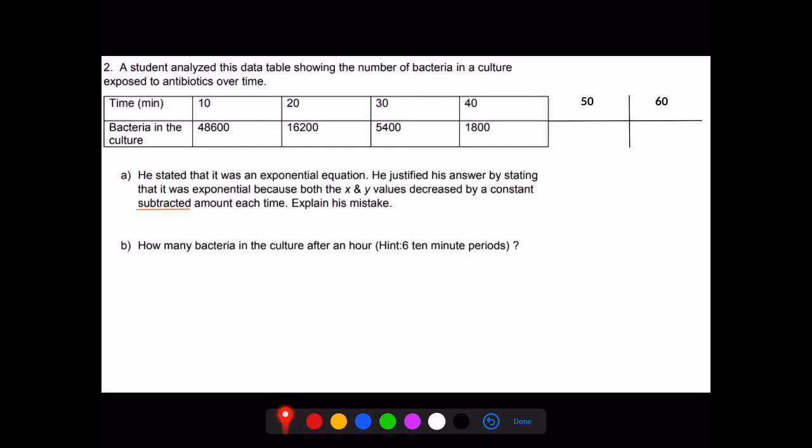He's saying that we're subtracting each amount. However, it is exponential, but it's not because we're subtracting by a constant amount, it's because we're multiplying by a constant amount. And multiplying is the key here. It's because we're multiplying every single time.